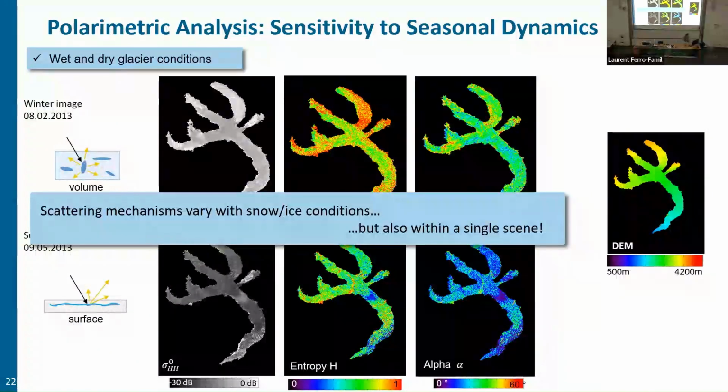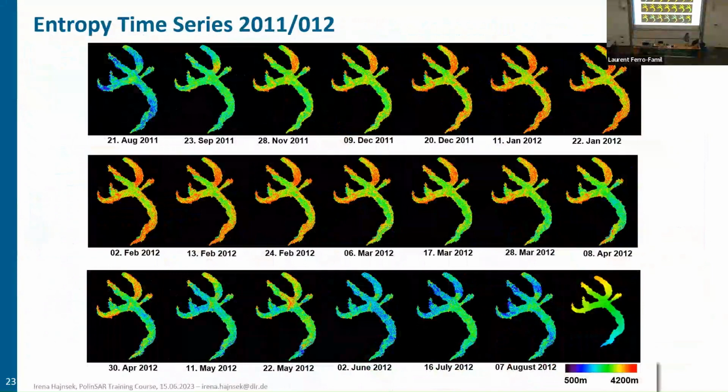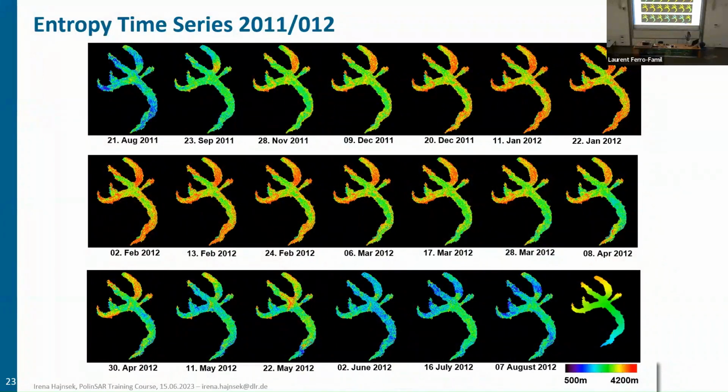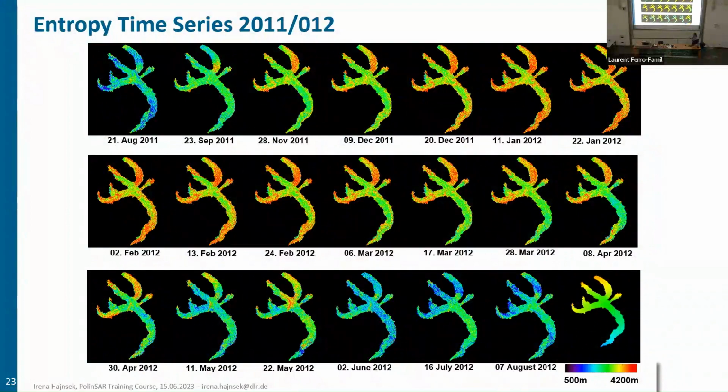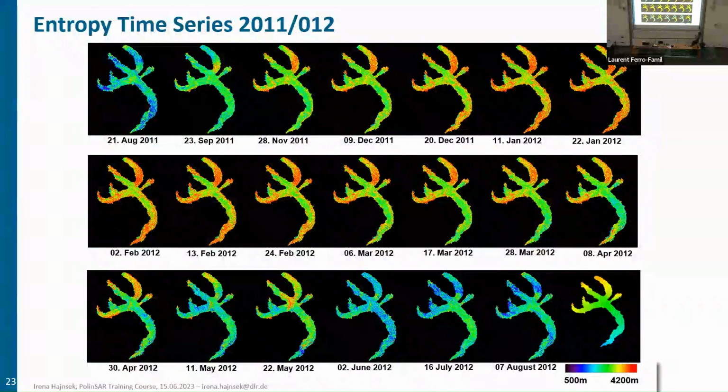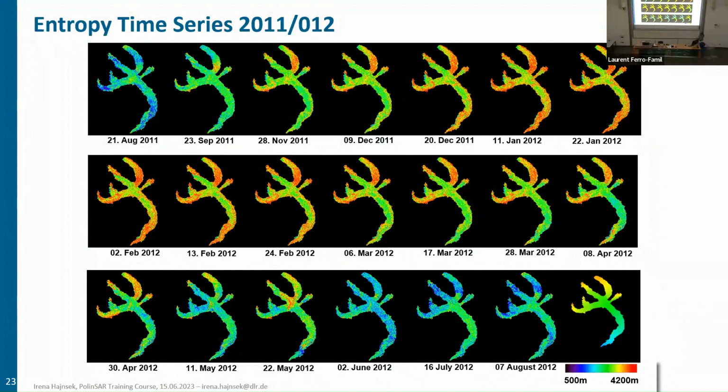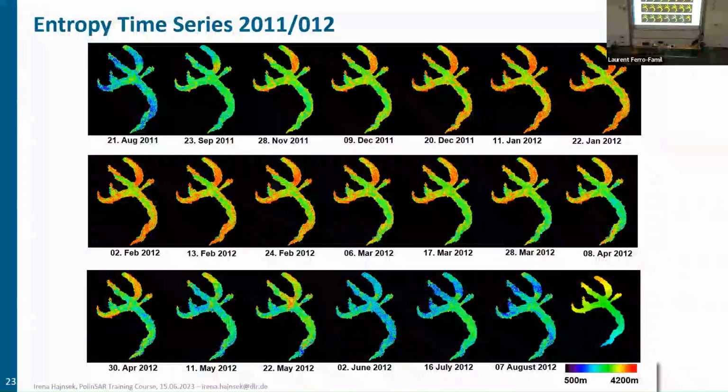Okay, scattering mechanisms vary with snow and ice condition. That's clear, and also within a single scene, right? You saw it also already that within the single scene you have the differences. What you also see here now is again the same time evolution for entropy. Again, we can start here in August, where we assume to have wet surfaces, so therefore low penetration, low entropy, and then the entropy is increasing with the volume and with the dryness and the accumulation. Probably you have also some snowfall in winter.